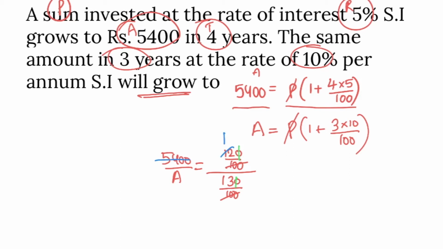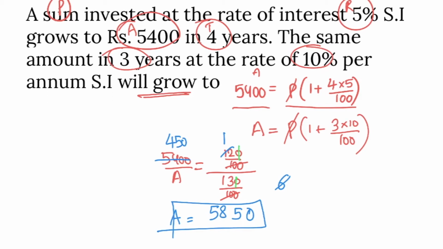12 ones 12, 4 times 48 60, 12 5 times 0. So amount is equal to 13 into 450, 0, 13 5 times 65, 13 4 times 52 plus 6 58. Amount will become 5,840. See, here principal is not required. You can find the ratio of both the conditions. There P and P get cancelled. You can cancel principal and principal. See, 5,400 divided by A is 120 by 100 by 130 by 100. So amount is 5,850 with the given conditions.